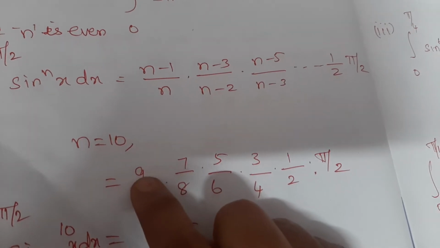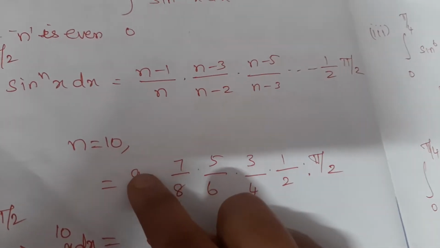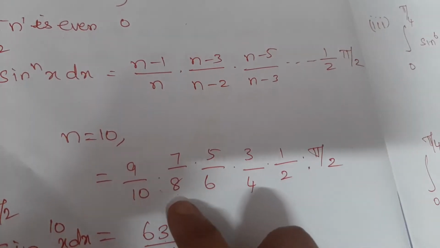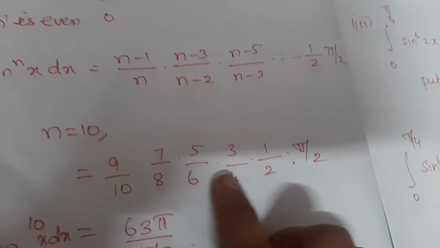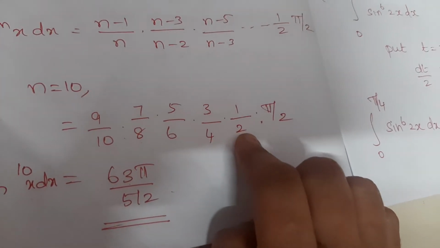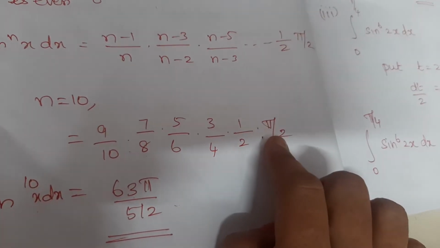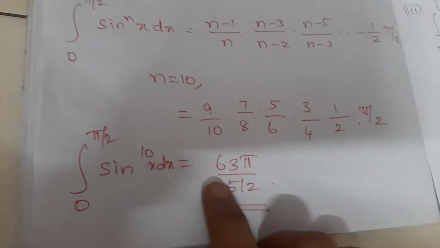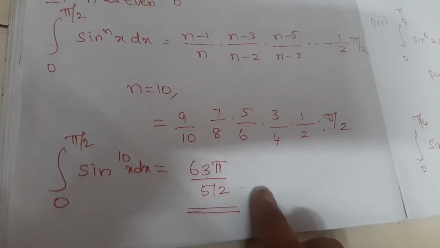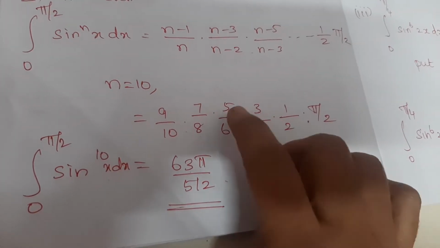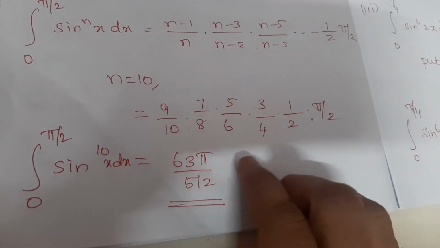So again I want to find n minus 3. So n is 10, 10 minus 3 is 7. n minus 2, n is 10, 10 minus 2 is 8. Then 5 by 6, 3 by 4, 1 by 2. So whenever you get 1 by 2, you have to stop the formula there, and you have to write pi by 2 as the last term. So if you cancel everything, you will get the answer as 63 pi by 512. Those 6 and 3 will be cancelled 2 times. So like that we will be cancelling some terms, and 63 pi by 512 is the answer.